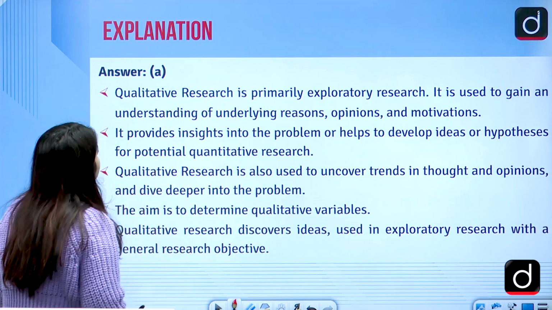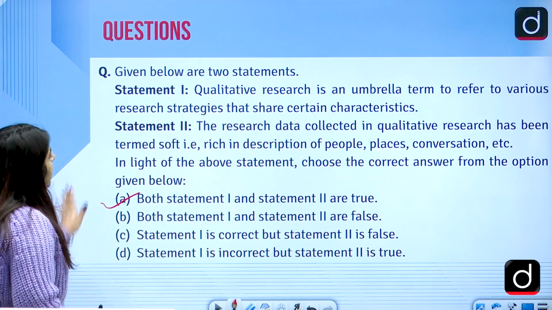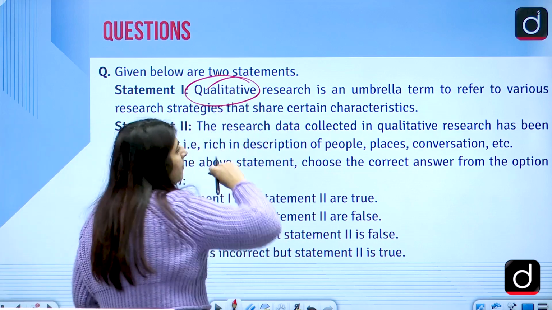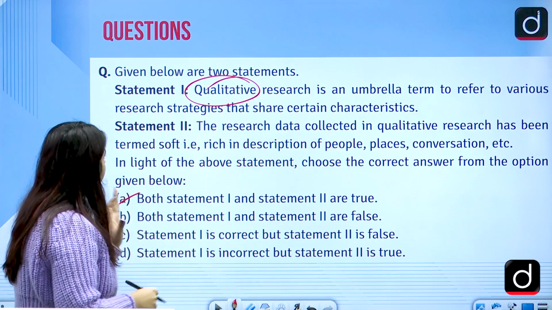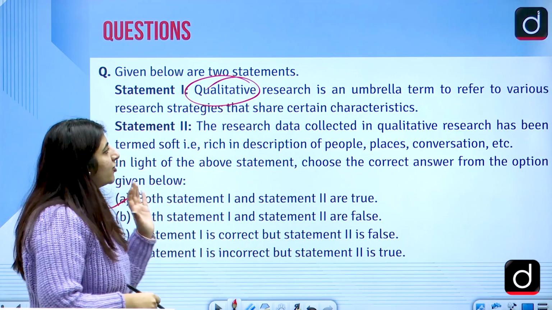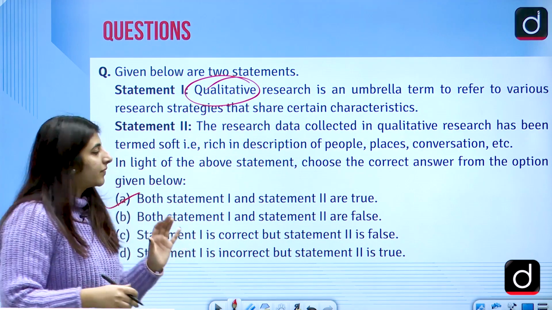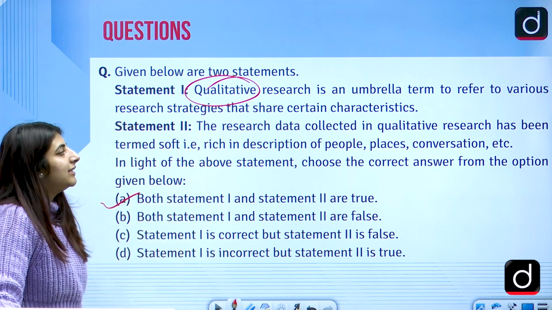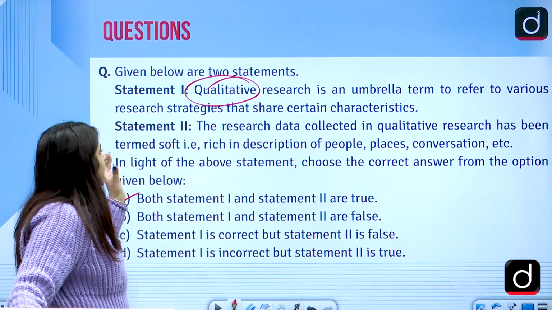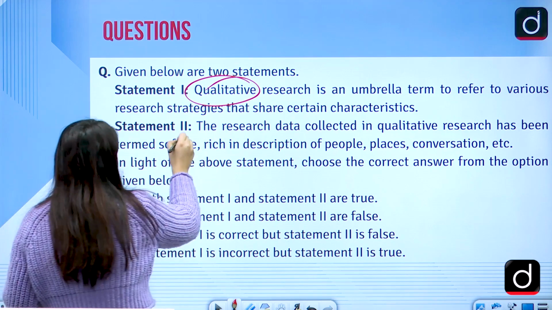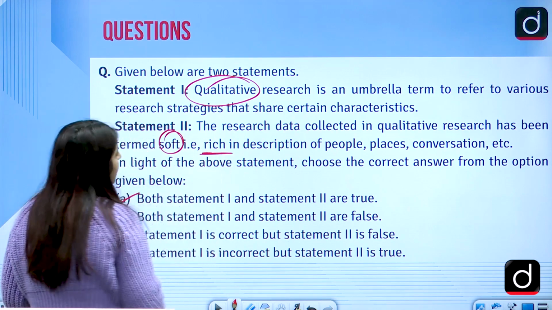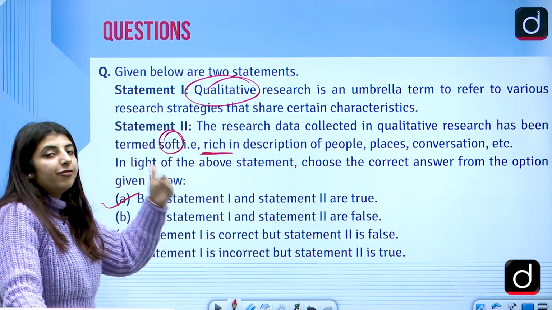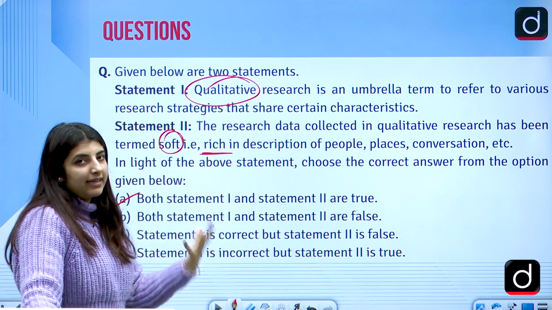What do we have in statement 1? Statement 1 says qualitative research is an umbrella term to refer to various research strategies that share certain characteristics. Okay. Statement 2 says the research data collected in qualitative research has been termed soft. That means that data is rich in description of people, places, whatever data is collected, right?